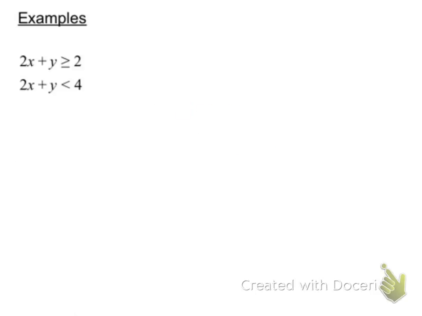Our first example of the day here is 2x plus y is greater than or equal to 2, and 2x plus y is less than 4. So what we're going to do here is find all the solutions to this problem. What I will do here is first look at just graphing the top inequality. Now what I'm going to do in my mind is take out that inequality symbol and just make it an equal sign. I'm going to act like it's an equal sign so I can graph it.